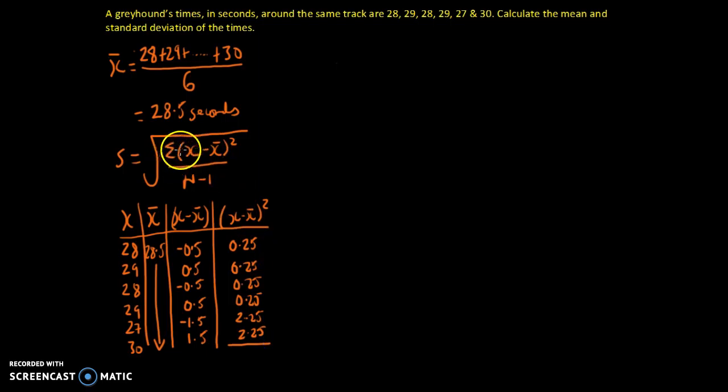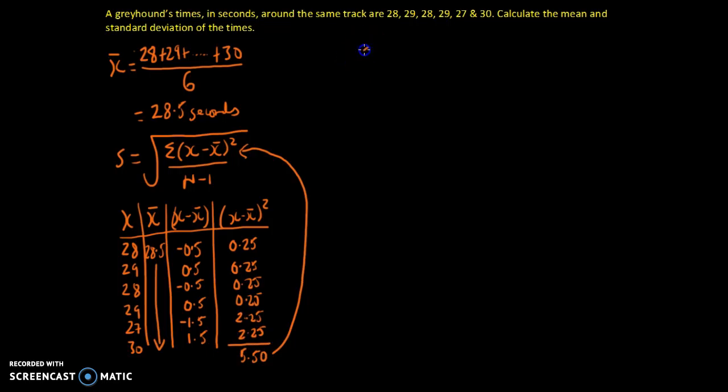So we want the sum of x minus x bar all squared. So that's the sum of all these. So what we've got, 1 plus 4.5, that's 5.5. So that corresponds to our numerator. So sum of x minus x bar squared is 5.5.